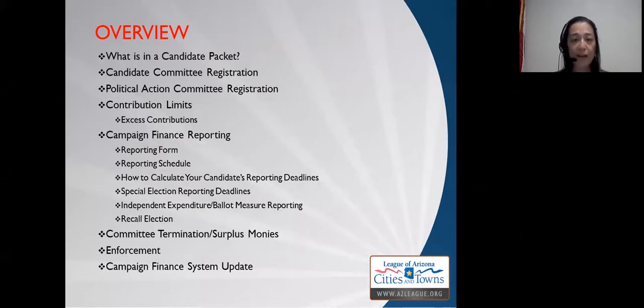First off, this is our overview of what we're going to talk about. We'll briefly touch on what's in a candidate packet, just because I know all of you are in the midst of candidate filing. Also, candidate committee registration, PAC registration, contribution limits, and then campaign finance reporting is really going to be the bulk of what we talk about. We'll also mention committee termination and then some enforcement.